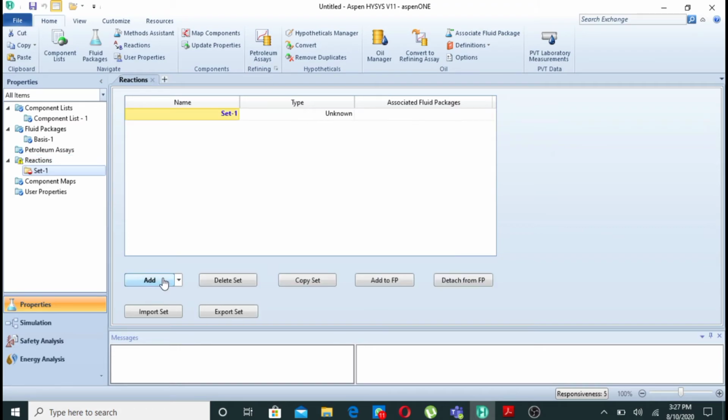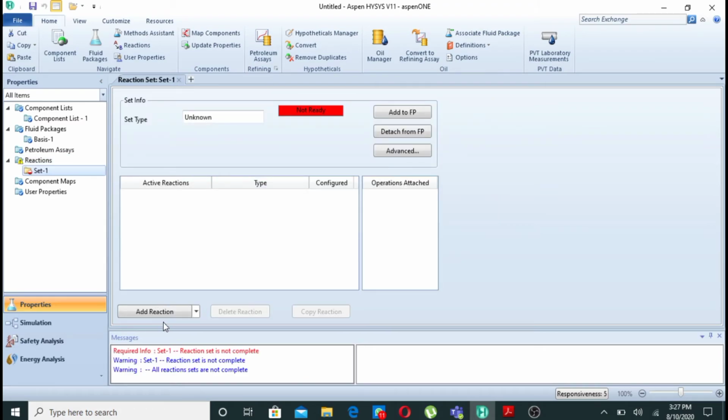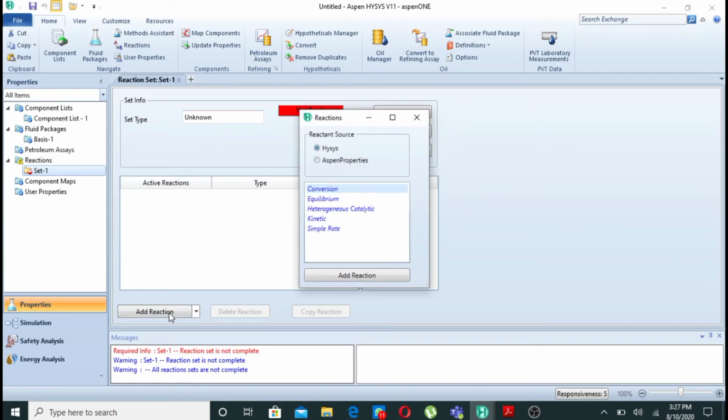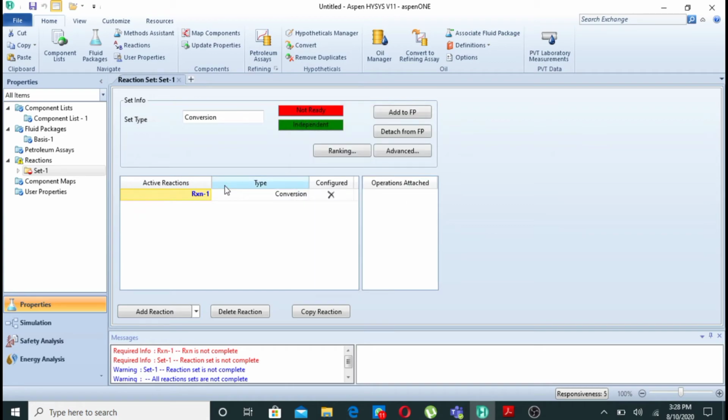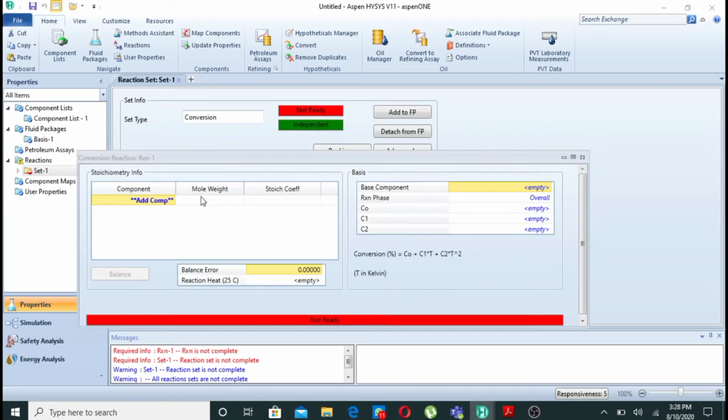I will click on add, and then I will click add reaction. There are many reaction types given: conversion, equilibrium, heterogeneous, kinetic, simple rate, but I will click on conversion and then add reaction. After this I will close this tab, and now I have to click this reaction 1. When I double click it, a tab like this will open.